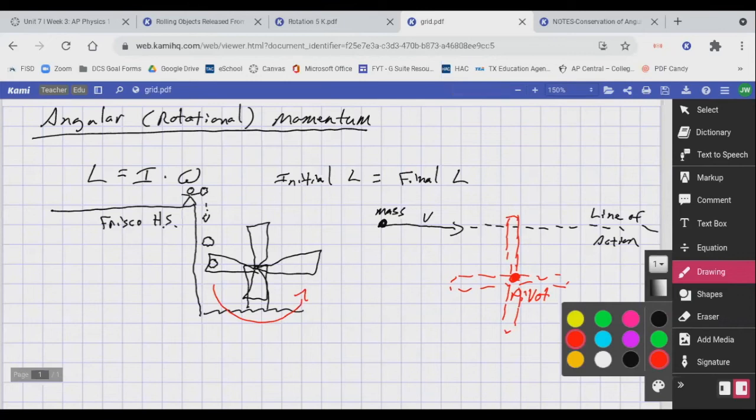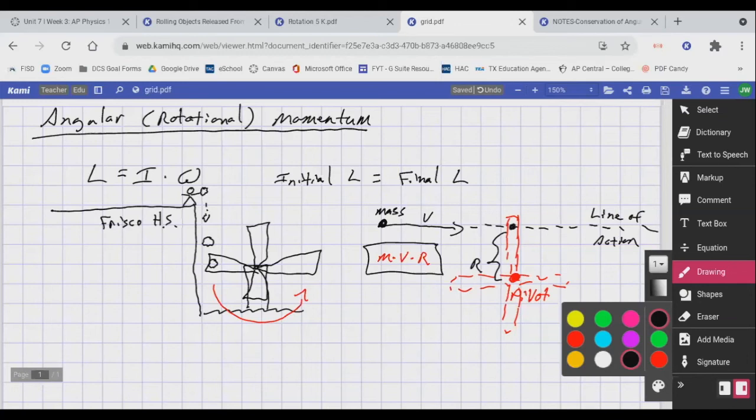Now, if we've got a mass with a velocity, it's moving in a straight line, and it can interact with something that's going to rotate, we're going to say that mass does have angular momentum. And the way that we calculate that angular momentum, it's going to be equal to the mass times the velocity times the radius from the point at which that object's line of action is 90 degrees to the pivot. So from this point to here, that's our R. This MVR is angular momentum originating from an object moving in a straight line.